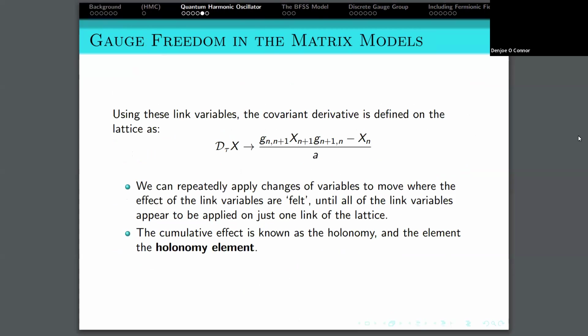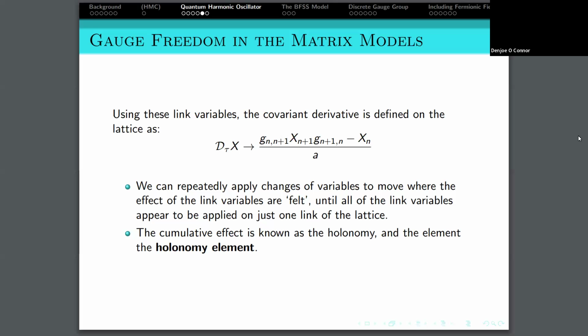So as I said, you use these link variables to define this covariant derivative here. So these are the link variables here on the side. This is just the same position matrix we had. This A is the lattice spacing, so in between one point of the lattice and the next. And then we will apply this change of variables. We can apply as much as we want.